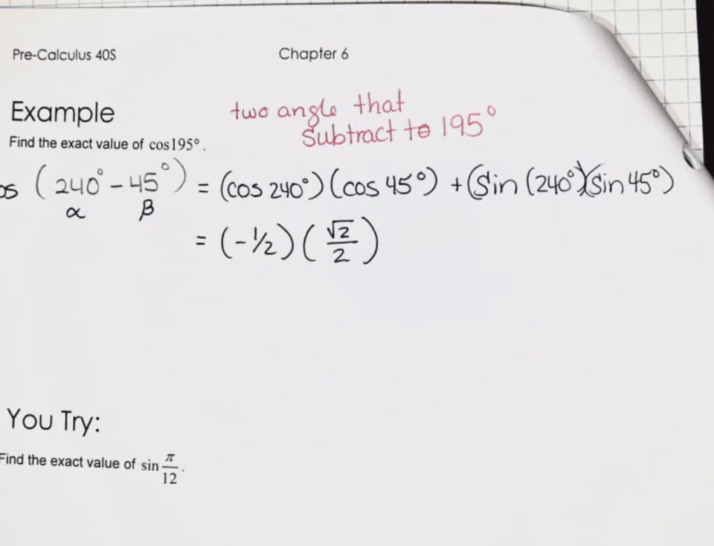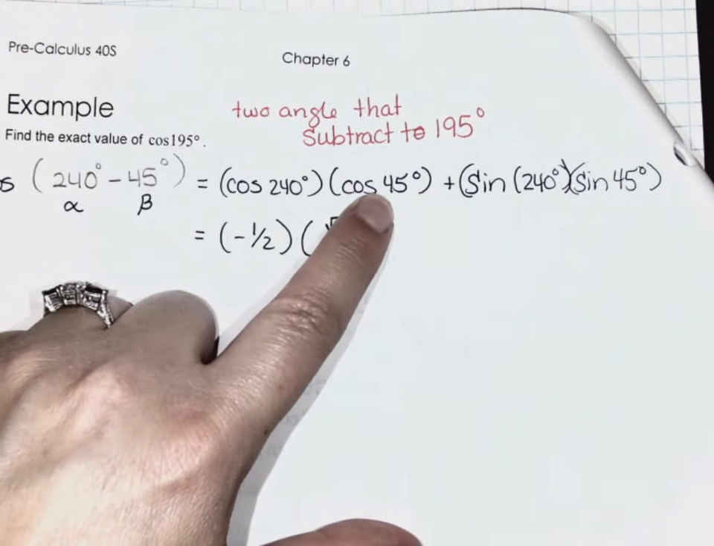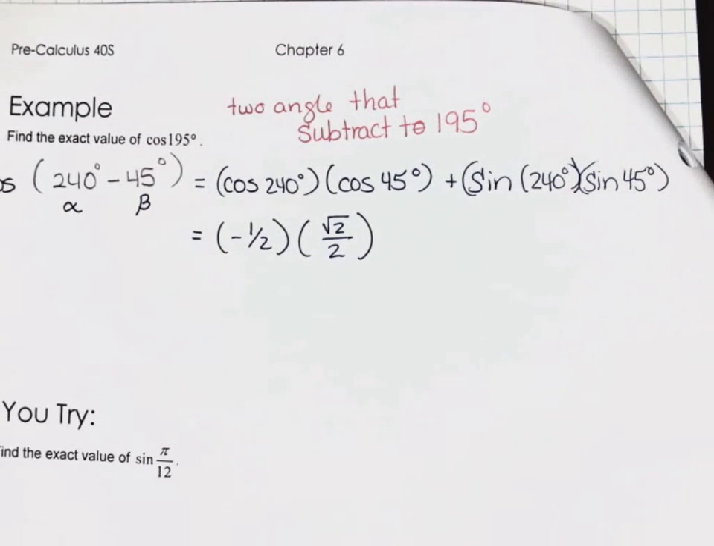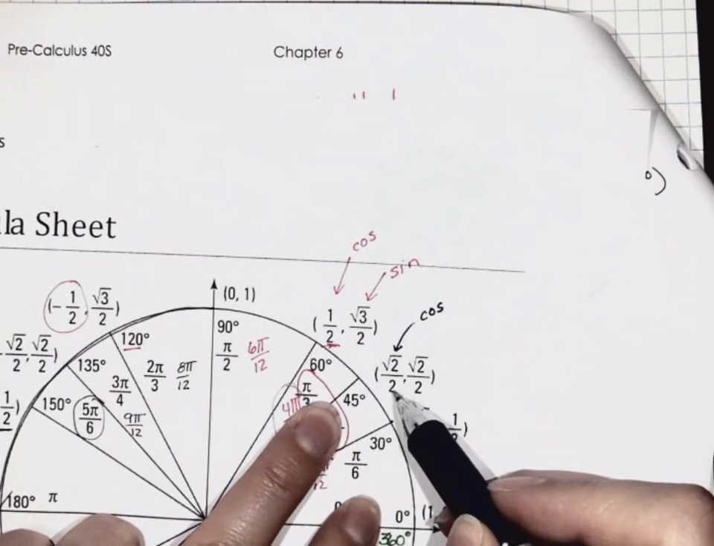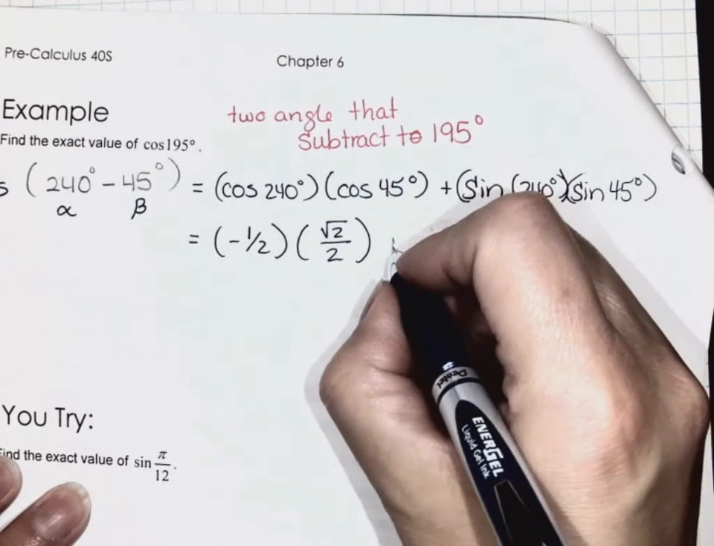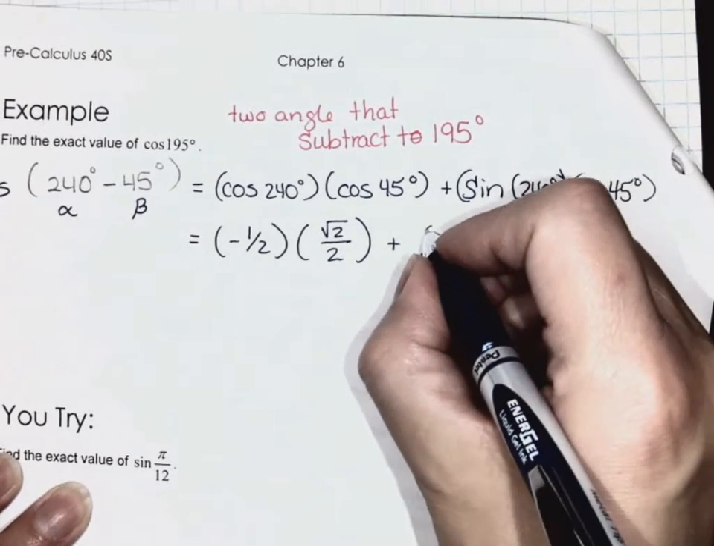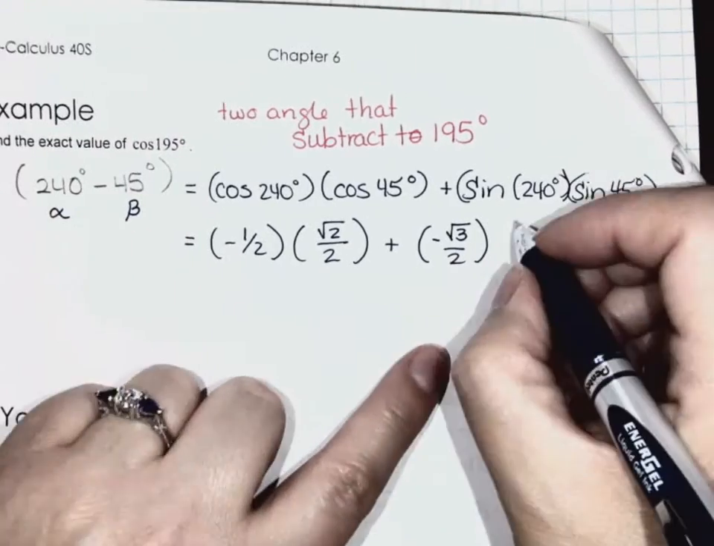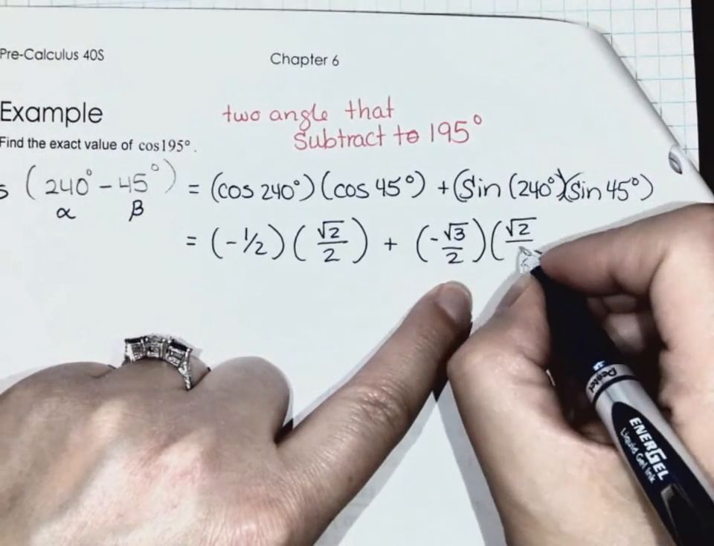So even though we're subtracting it on the left-hand side, would it still be a positive root 2 over 2? Well, cos of 45 is positive. You're just evaluating cos of 45. If we look on our unit circle and go to 45 degrees, cos is root 2 over 2. All right, moving on. So we're going to put an add sign, and then sine of 240 is going to be negative root 3 over 2, and sine of 45 is a positive root 2 over 2.